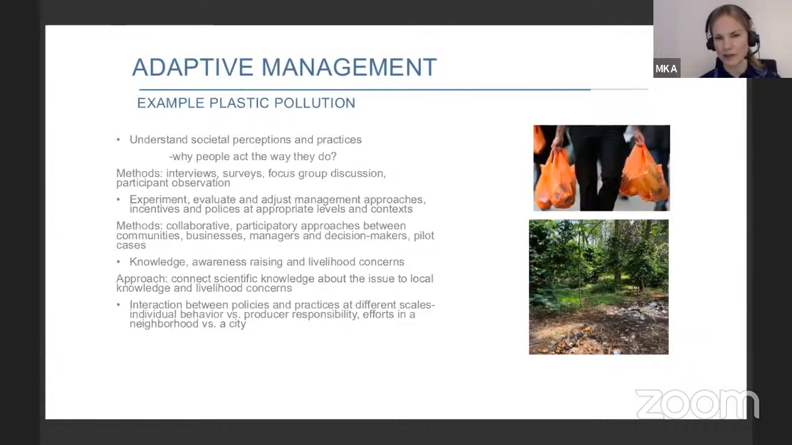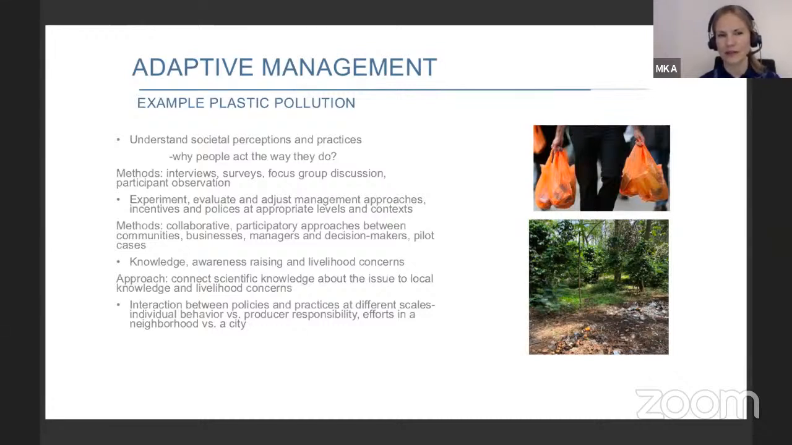And it's the same when it comes to waste disposal. We can't expect communities that don't have access to adequate infrastructure to, for example, sort their waste when there's nowhere to dispose of this. And all these practices and perceptions are influenced by norms that Hans mentioned. And to understand norms, we can do this by, for example, interviewing people, doing surveys, focus group discussions, and also observing what people actually do when they buy things, where they dispose of their waste.